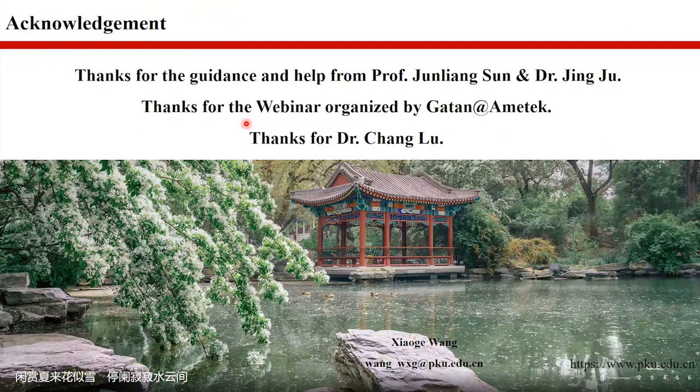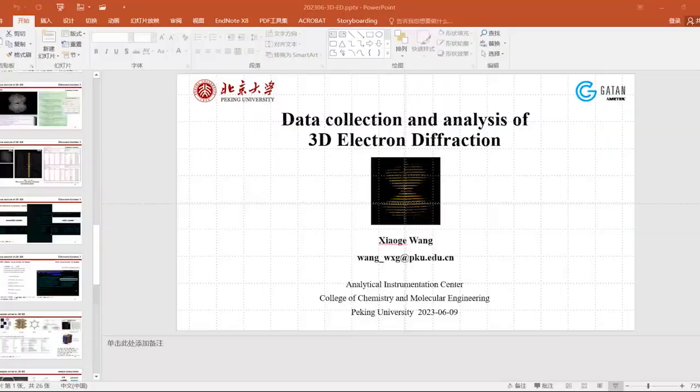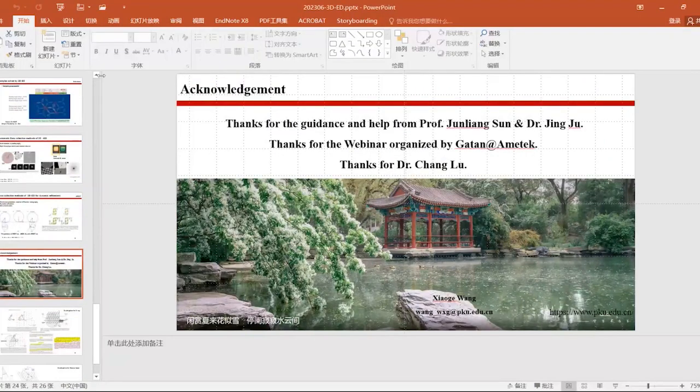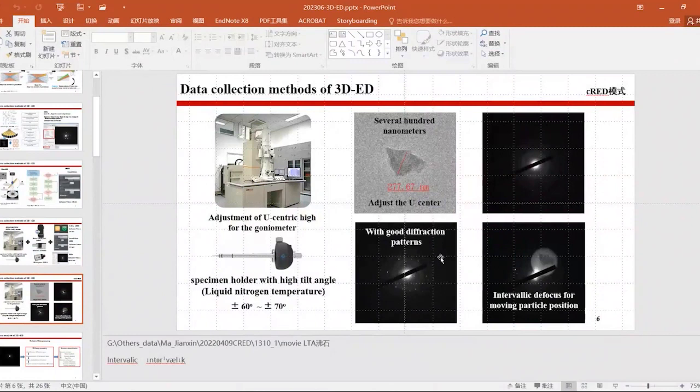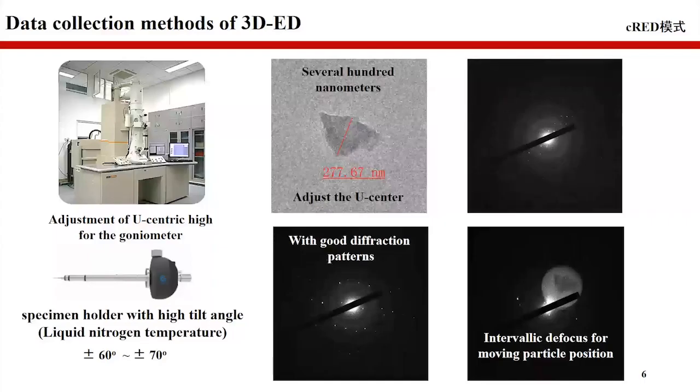There's one question from Lin: do you regularly use a beam stopper when doing 3D data collection? For the OneView camera, we need to use the beam stop, because if we don't use the beam stop, the diffraction intensity of the diffraction spot is very high. It would damage the camera. So we need to use this.